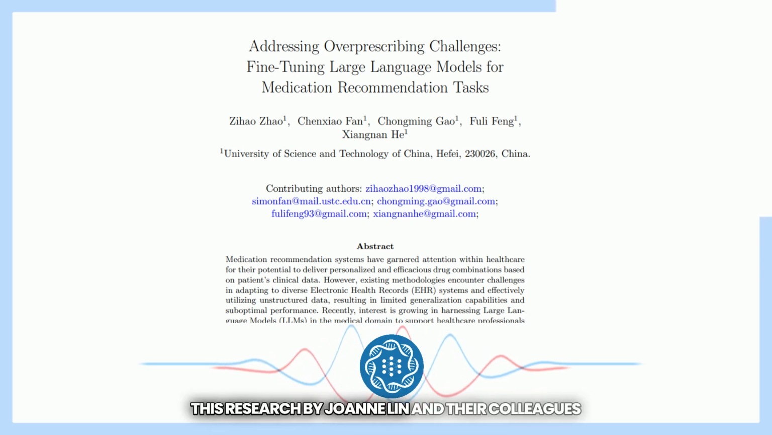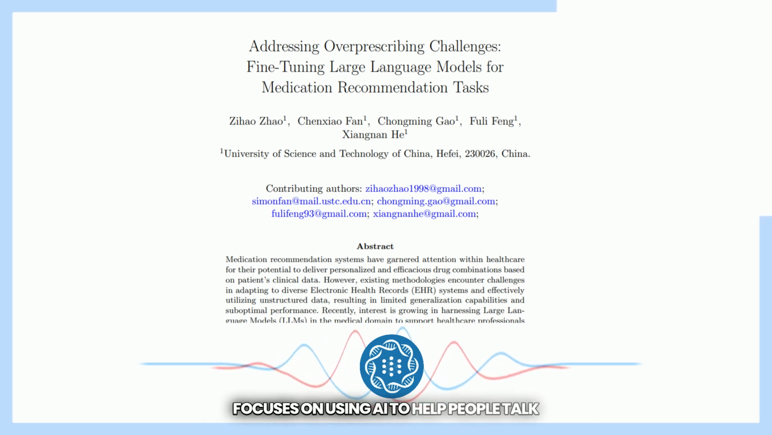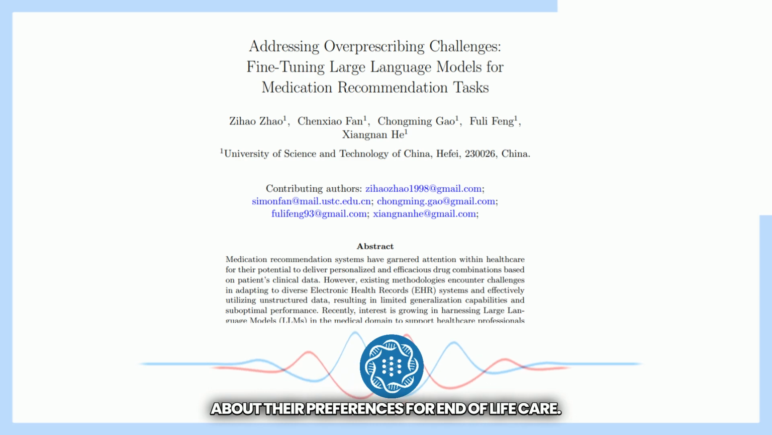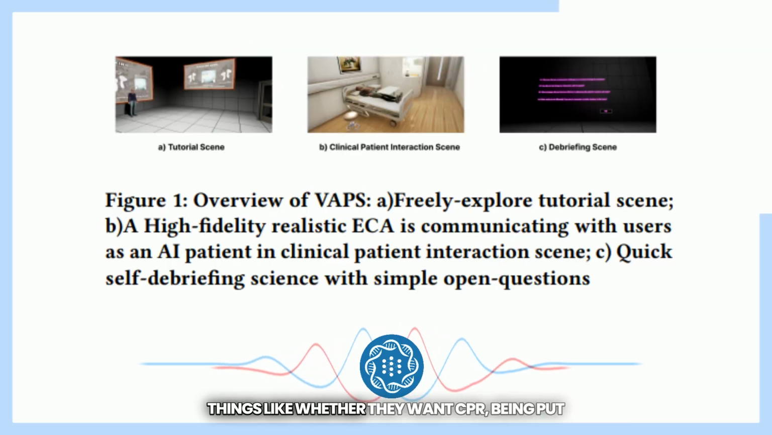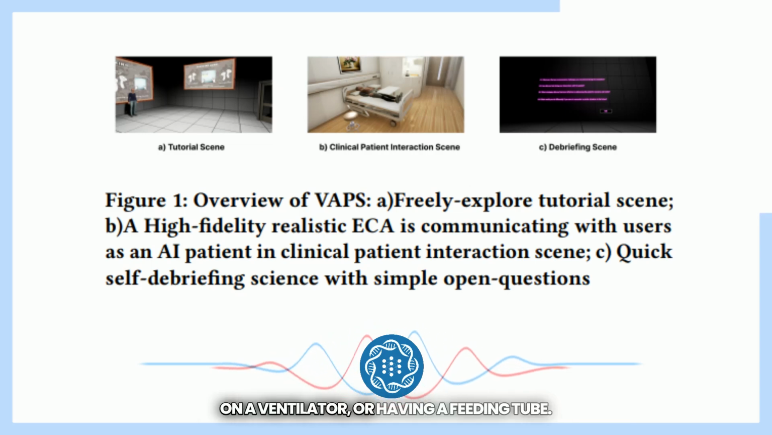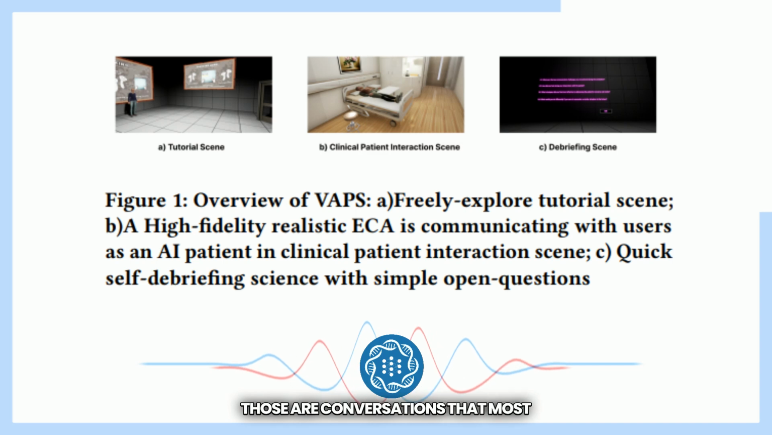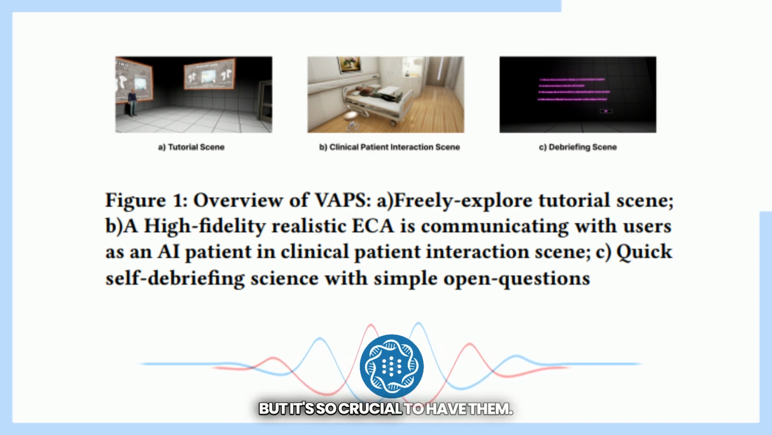This research by Joanne Lin and their colleagues focuses on using AI to help people talk about their preferences for end-of-life care. We're talking about those really difficult choices people face towards the end of their lives, things like whether they want CPR, being put on a ventilator, or having a feeding tube. Those are conversations that most people would rather avoid, but it's so crucial to have them.